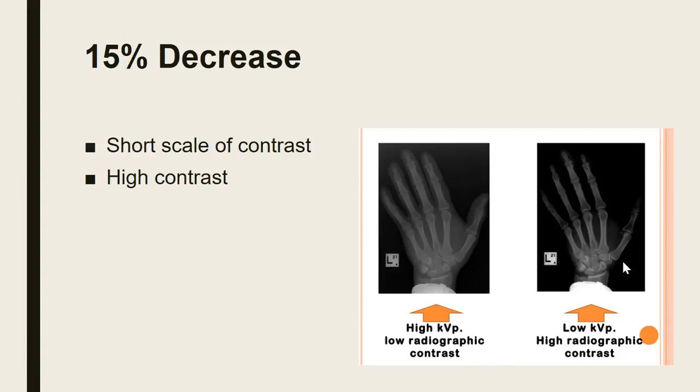This one to me is a little easier to see. This is a 15% decrease. So we've taken this image of this hand, which is high kV and low contrast, so it's a longer scale. But we decreased our kV. Now we have a higher contrast and a shorter scale. This one you can see the differences in, and I'll tell you why.